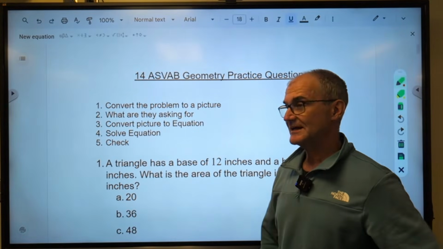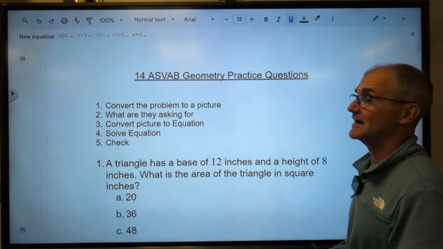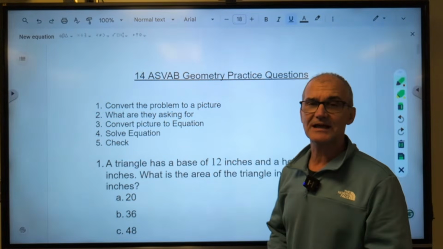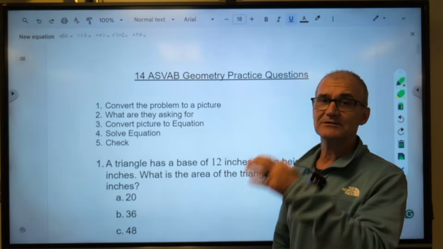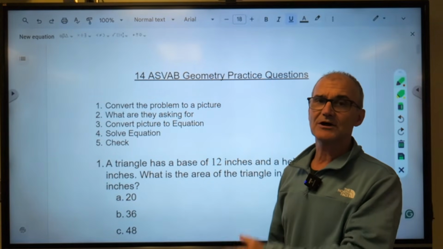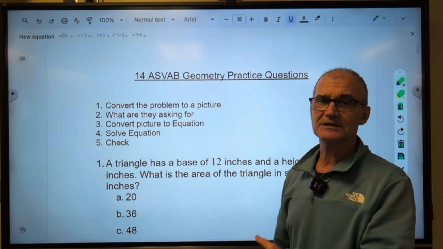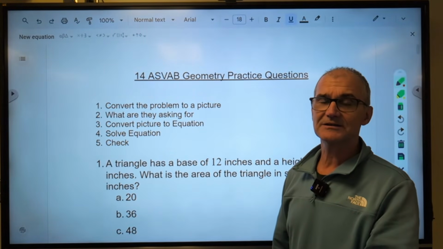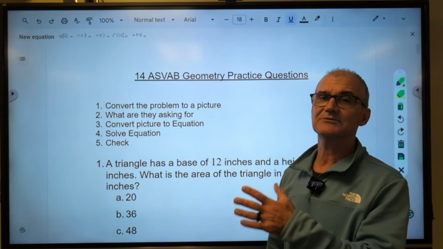So what I have today is 14 geometry practice problems for the ASVAB. A lot of these are arithmetic reasoning, but some of them are mathematical knowledge as well. They're all word problems. They're all multiple choice. They all need to be done without a calculator. There's always some sort of trick to any one of them.